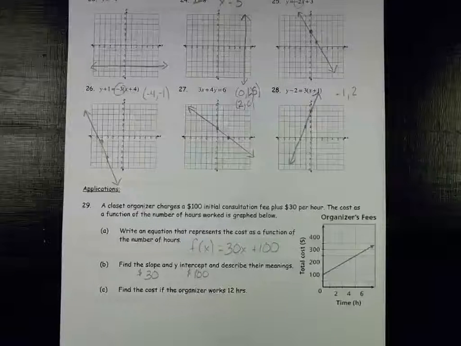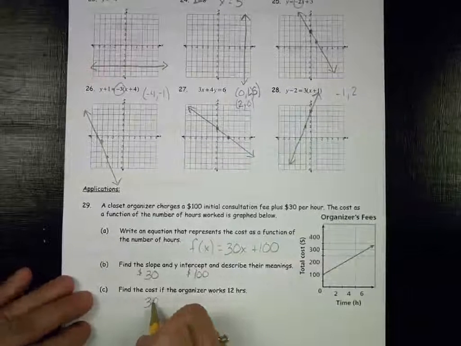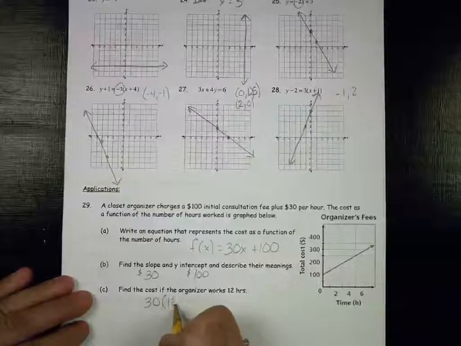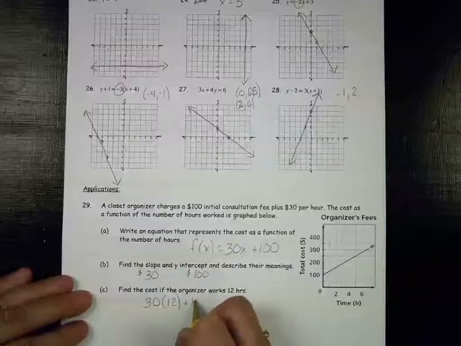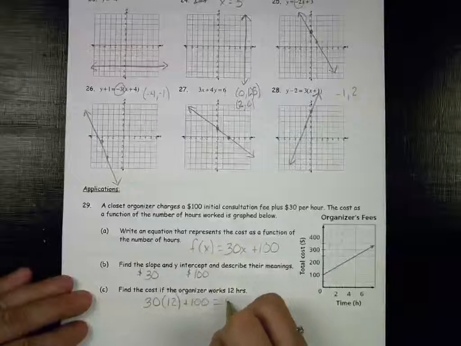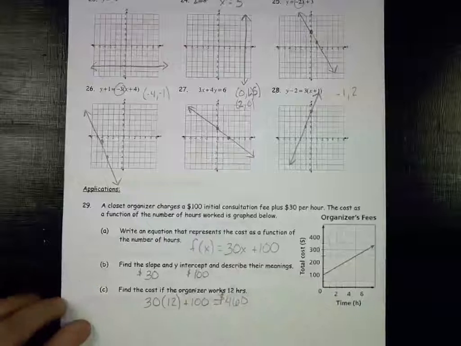And if this organizer worked 12 hours, you must have really messy closets. 30 times 12 is 360, plus 100 would be $460, and that would be how much you owed her.